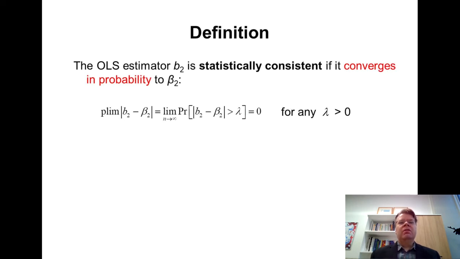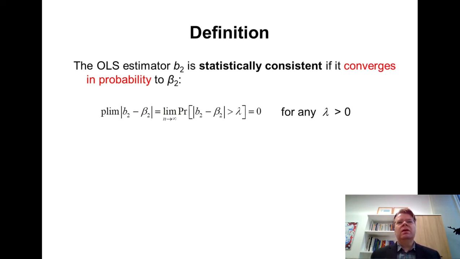And specifically, I'll talk in terms of a single regression model. Beta 2 is the true slope coefficient of interest, and b2 is our OLS estimator that we compute based on our data. And we say that the OLS estimator b2 is statistically consistent if and only if it converges in probability to this true beta 2. And formally, we can state it using the so-called probability limit operator, or p-lim, which is on this slide. So we say that this estimator is statistically consistent if the absolute value of the difference between b2 and beta 2 approaches zero when the sample size approaches infinity. So this is the meaning of this p-lim operator.